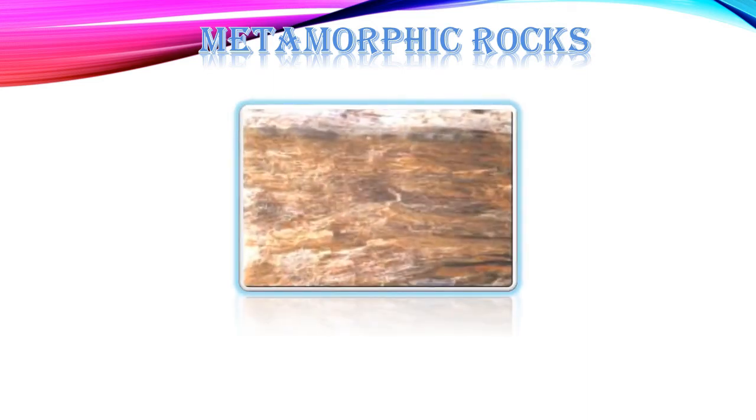Look at the picture here. This is the picture of metamorphic rock. Now when both igneous rocks and sedimentary rocks are under high heat and temperature and compressed for a longer duration, the formation results in metamorphic rock. So metamorphic rock, I can say, results from either igneous rock or sedimentary rocks.